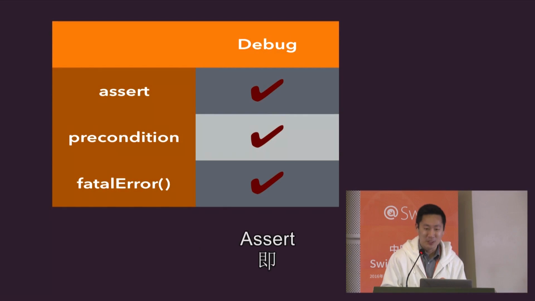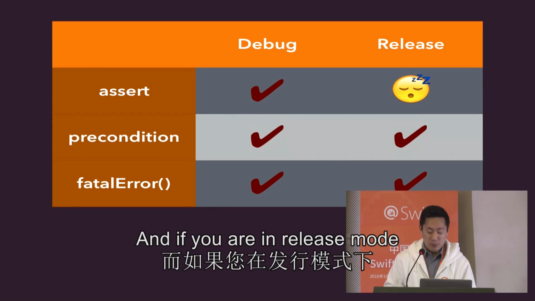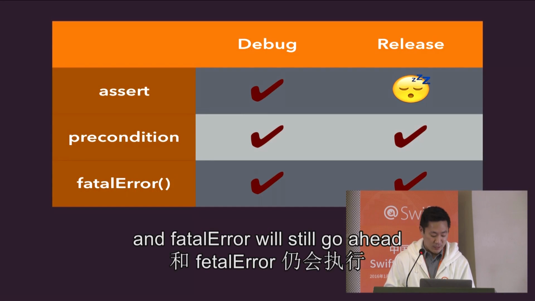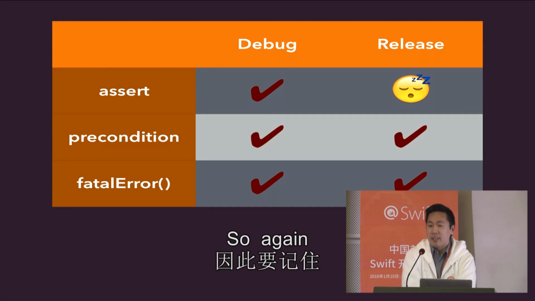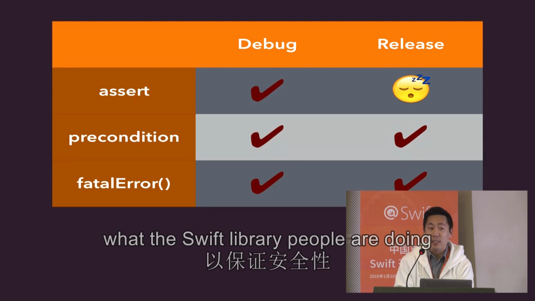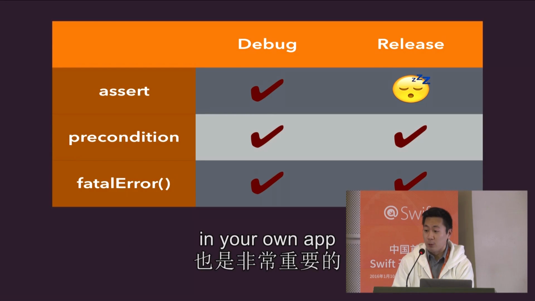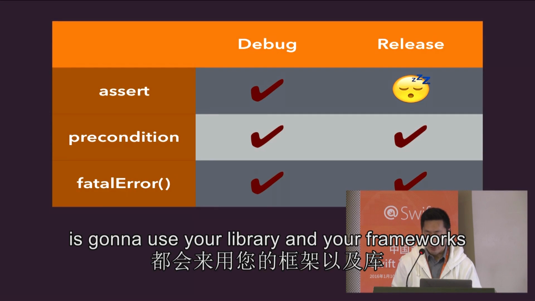So just to review, if you're in debug mode, all 3 of these will crash the app at the correct point: assert, precondition, and fatal error. All of them will do it. And if you're in release mode, then assertions go to sleep, but precondition and fatal error will still go ahead and crash the app. So again, keeping in mind safety, avoiding undefined behavior, and following the lead of what the Swift standard library people are doing, I think it's important to check for these unknown conditions in your own app, and especially in your own frameworks, because other people are going to be using your library and your frameworks.